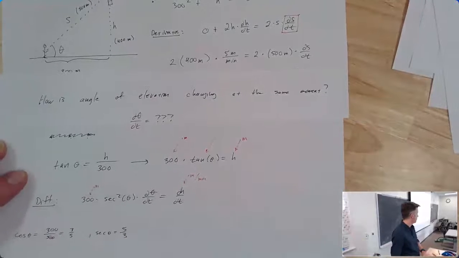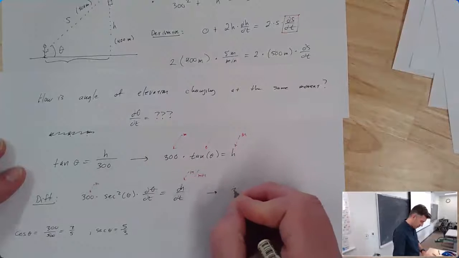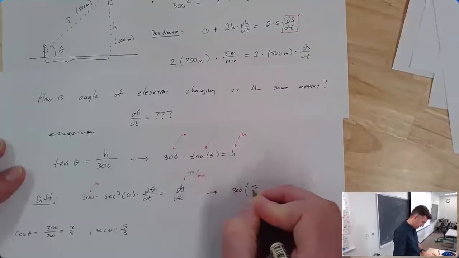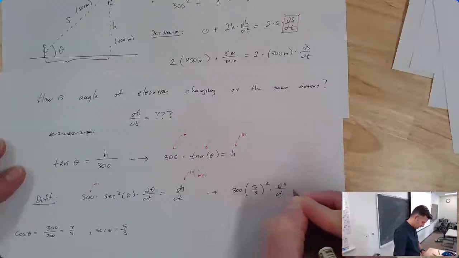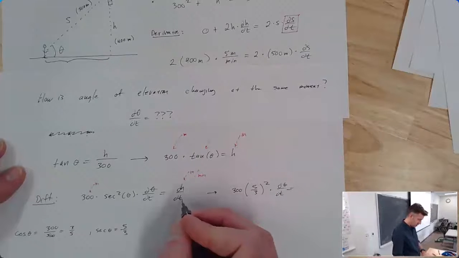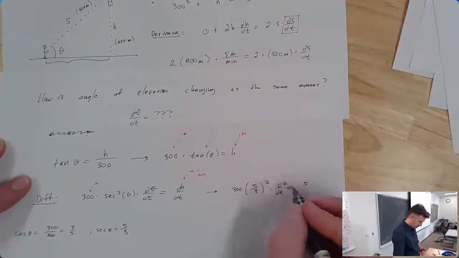Cool. So now we throw everything in. We're going to get 300 times 5/3 squared times dθ/dt equal to dh/dt, which is still 5 meters per minute. And then we solve for dθ/dt.